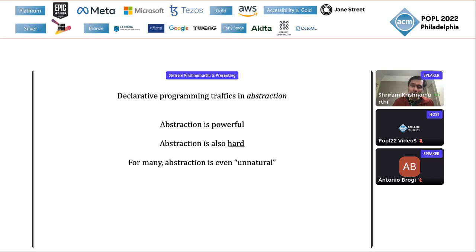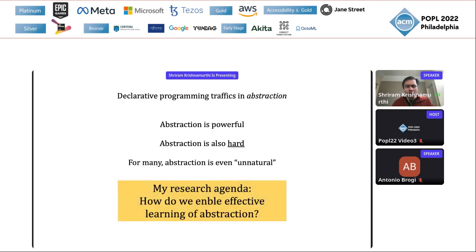I want students to get good at abstraction, but we should recognize that this isn't easy, and we shouldn't be dismissive of people who don't immediately get it. What we should be doing is figuring out how to build techniques to get them where we want them. So this is my overarching research agenda: how do we enable effective learning of abstraction? There are lots of different forms of this question, and this is what motivates me now.